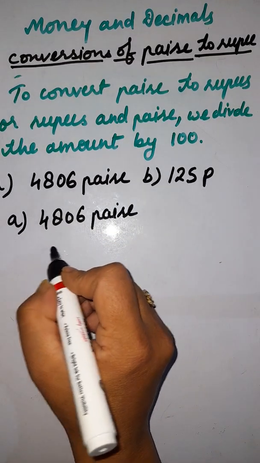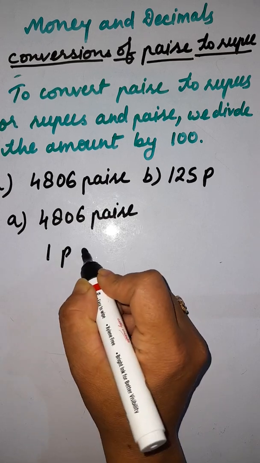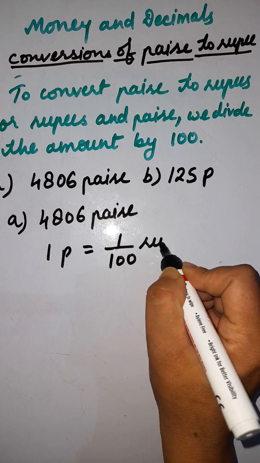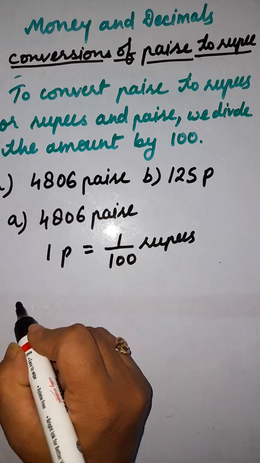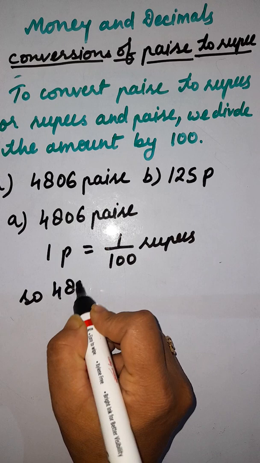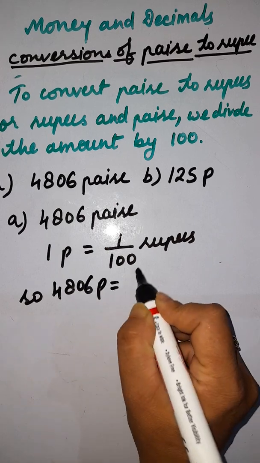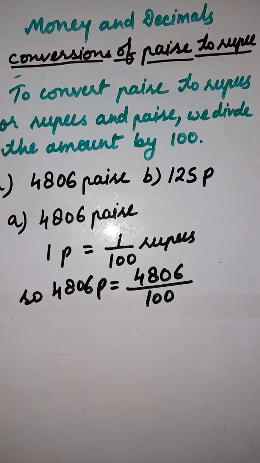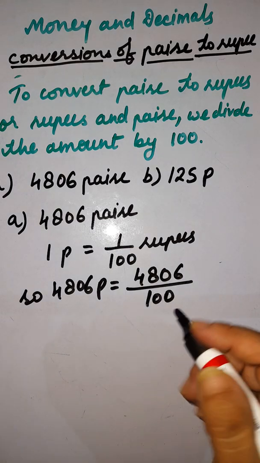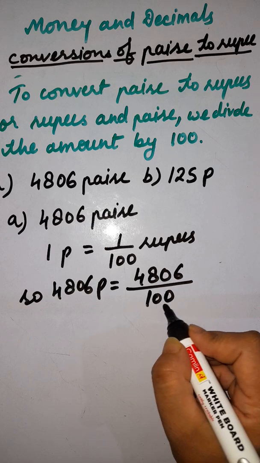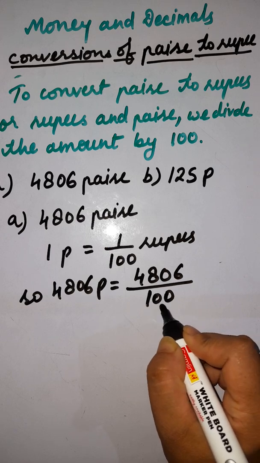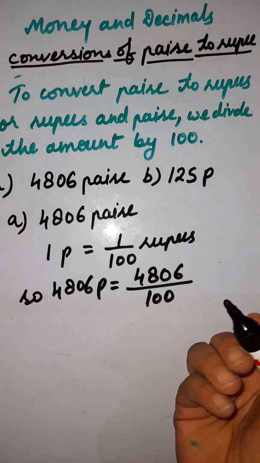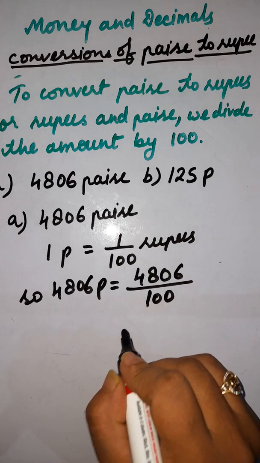As we know that 1 paise is equal to 1 out of 100 rupees. So 4806 paise is equal to 4806 out of 100. Children, we also know that there is 2 zeros in the denominator part, so we'll put the decimal before 2 digits.